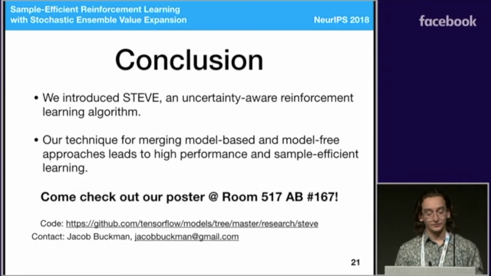To summarize, we introduced Steve, an uncertainty-aware reinforcement learning algorithm. Our technique for merging model-based and model-free approaches leads to high performance and sample-efficient learning. All our code is available online, open source, and please come check out our poster number 167 if you would like to learn more. Thank you.